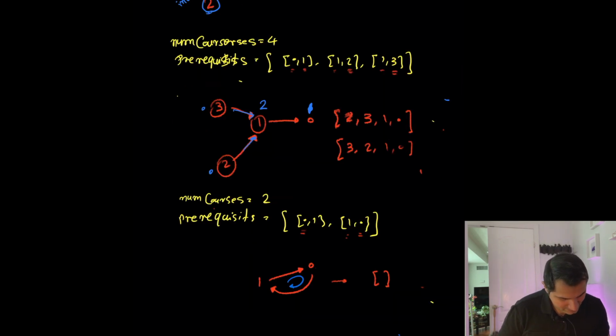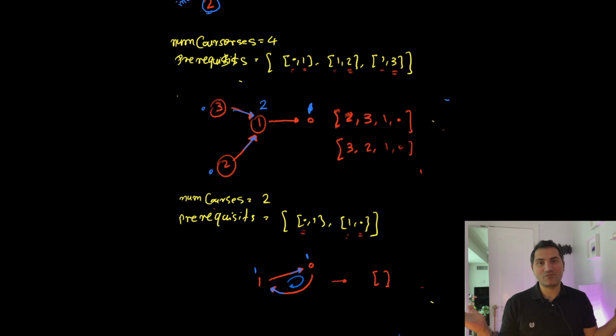What about this one? The in degree for course 0 is 1 because it has one incoming edge, and the in degree for course 1 is also 1 because it has one incoming edge. As you can see, there is no course with in degree of 0. So that means I cannot start with any node, and I cannot basically finish these courses.